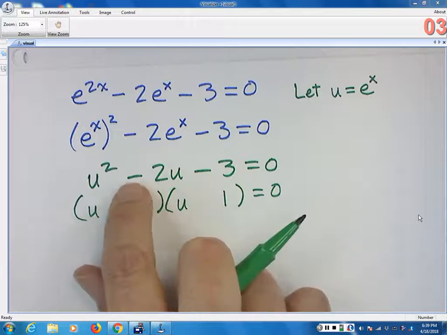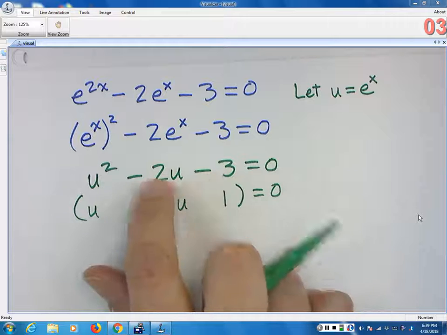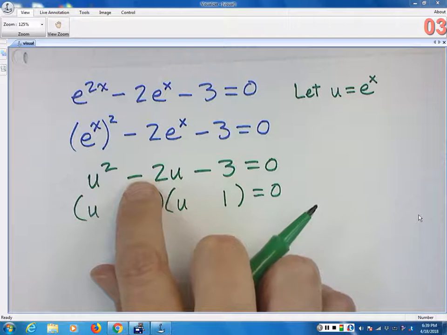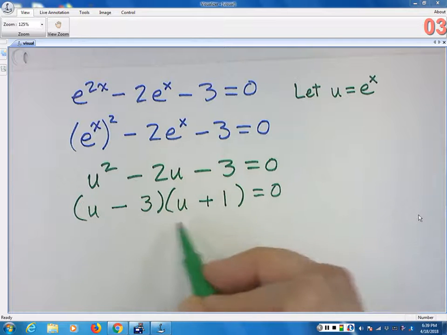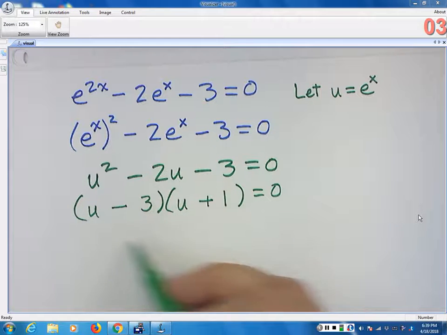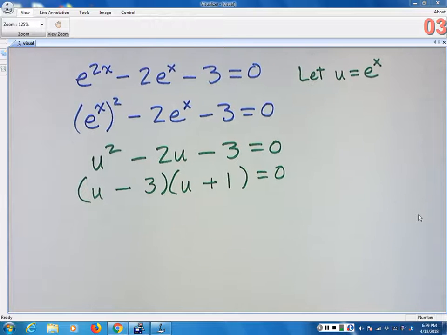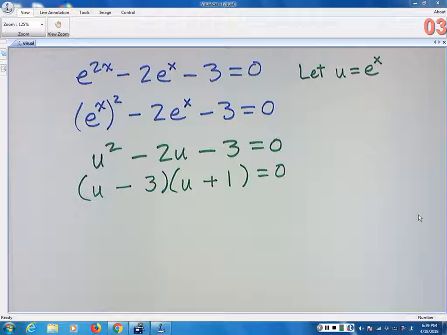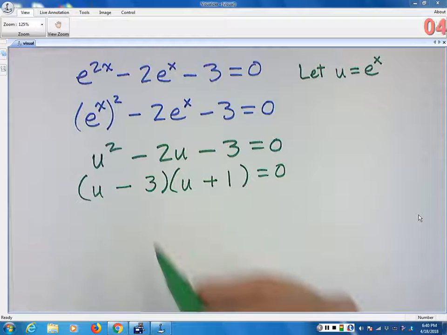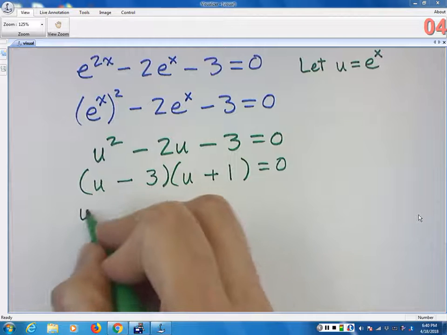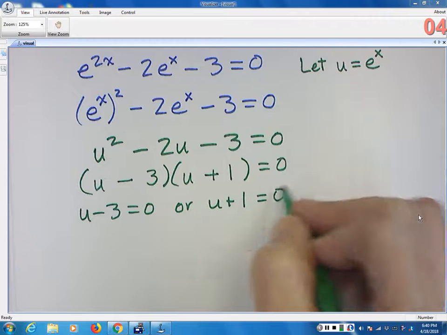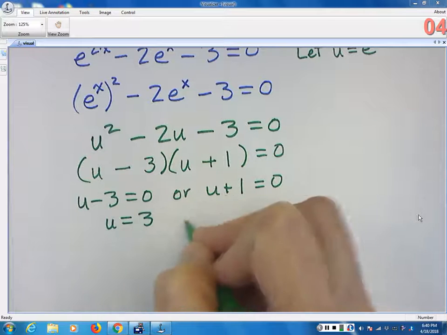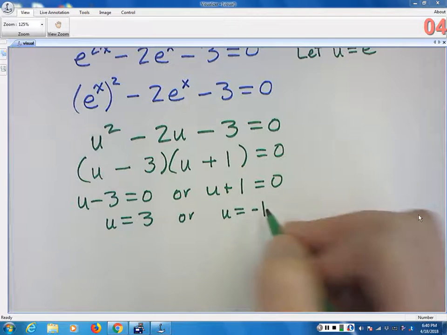The factors of negative 3 that add up to negative 2. Since the middle term is negative, the bigger number is going to be negative. You can check that out. You can FOIL it. The inner term is minus 3u. The outer term is plus 1u, and that adds up to minus 2u. You can FOIL it out and check on scrap paper if you need to. And then we set each factor to 0. u minus 3 equals 0, or u plus 1 equals 0. So u equals 3, or u equals negative 1.